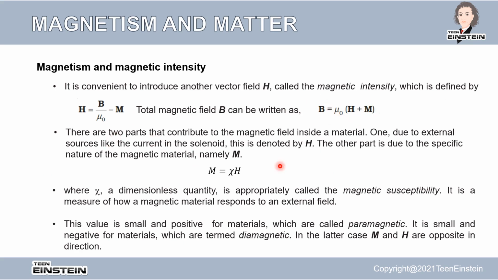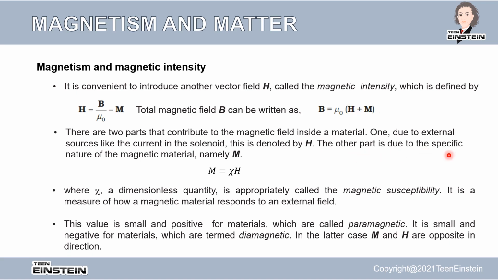There are 2 parts that contribute to the magnetic field inside a material. So if you look at the magnetic field inside the material, one due to the external sources like the current in the solenoid, that is denoted by H. So this H is coming because of the current in the solenoid. So you can control it. You can even call it an external magnetic field.